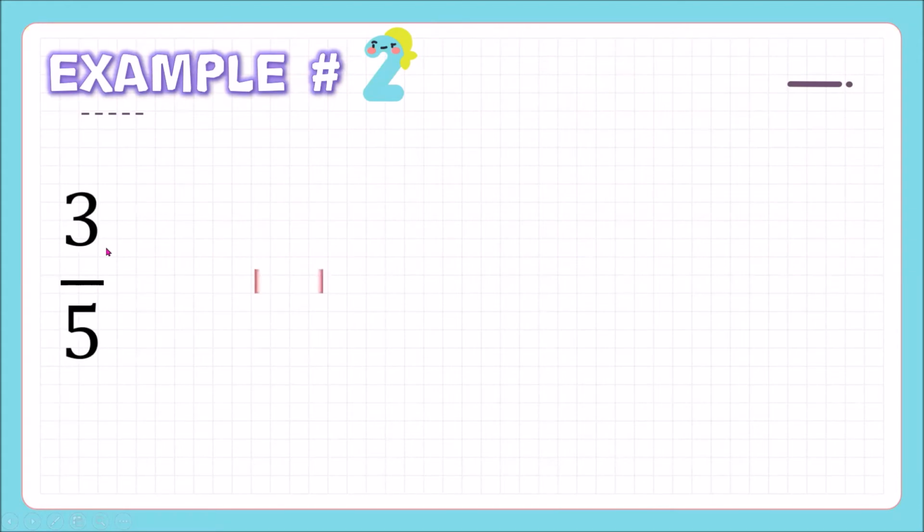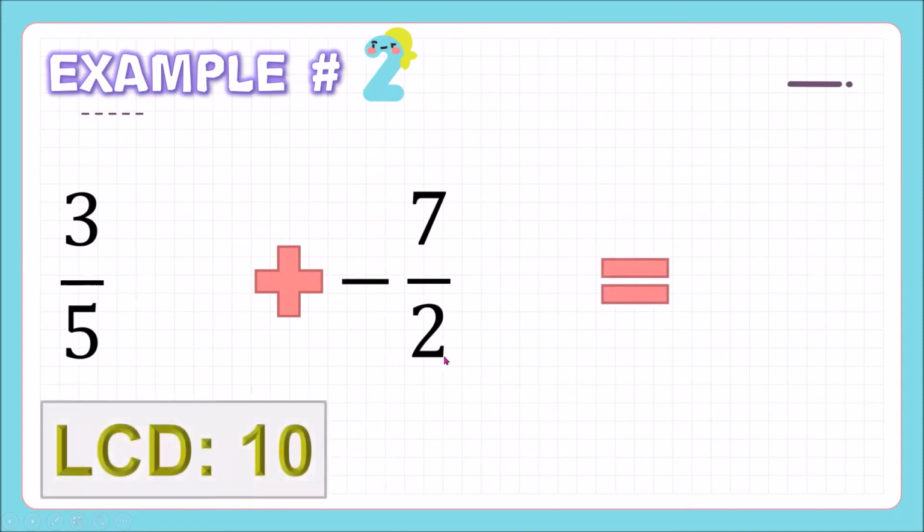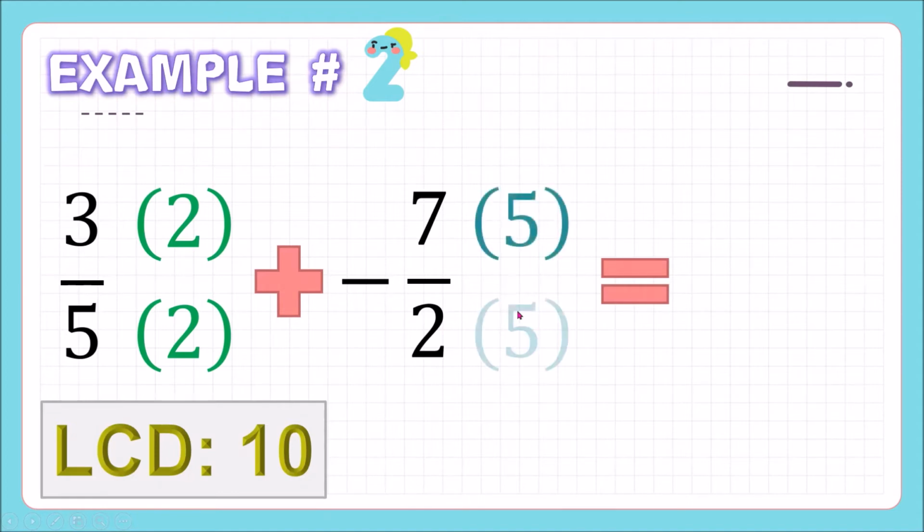Next, example number 2. We have 3 over 5 plus negative 7 over 2. So the LCD of 5 and 2 is 10. So we have here 10 divided by 5. So we multiply it by 2, numerator and denominator. And then this one naman, we multiply it by 5. Kasi 10 divided by 2 is 5, or the number that you will multiply by 2 to make it 10 is 5. So again, multiply by 5.